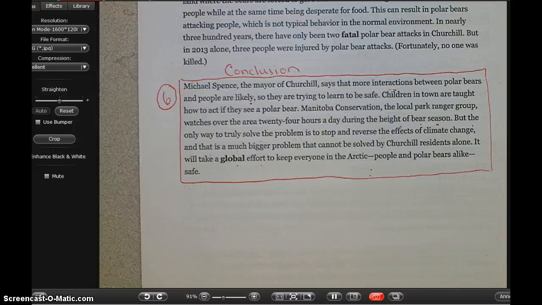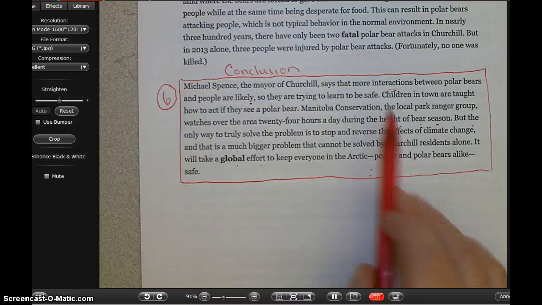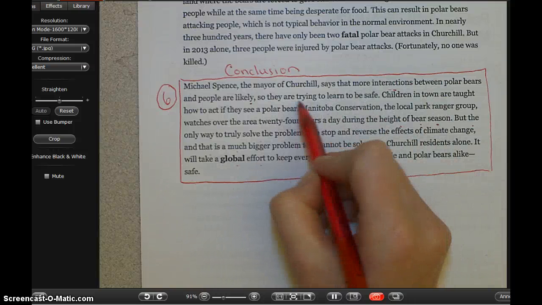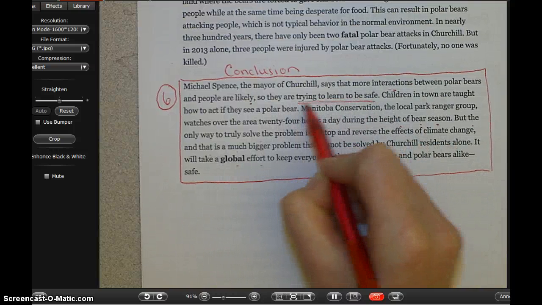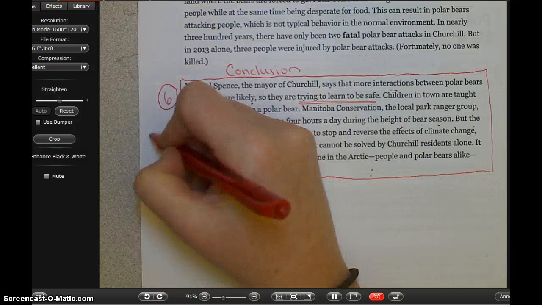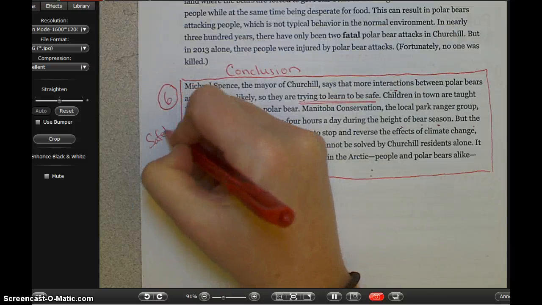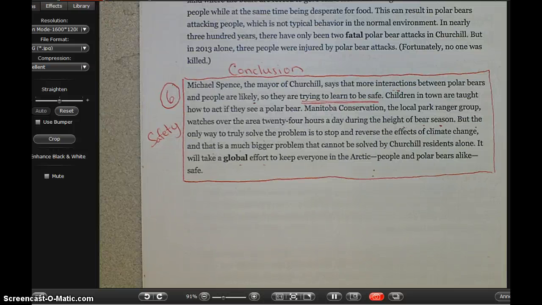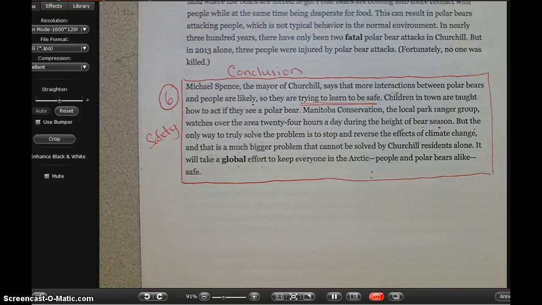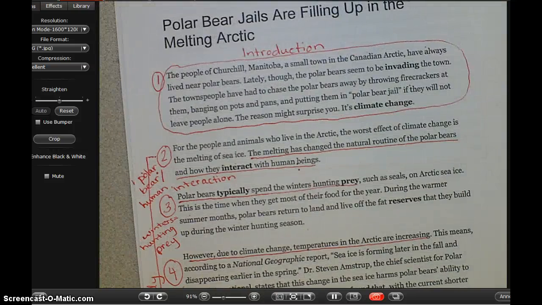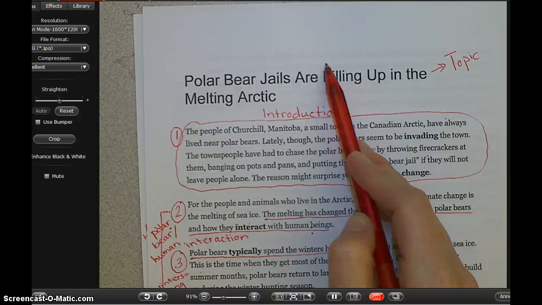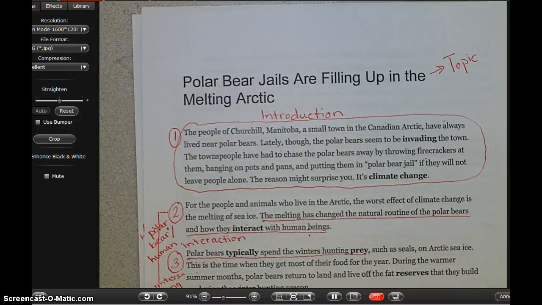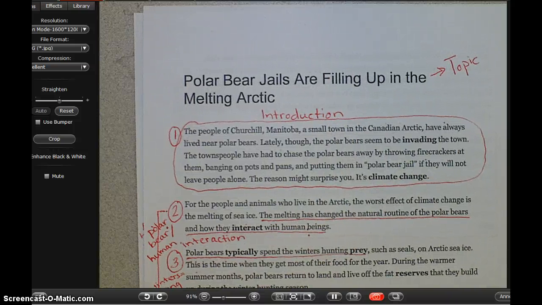So, going back, this whole paragraph is really about trying to learn to be safe, all about becoming more safe with this problem. Okay? And just basically that there needs to be a change in what's happening. Okay? So again, this was an expository text, which means that it was informing us as the reader about what's happening to polar bears and to humans because of climate change.